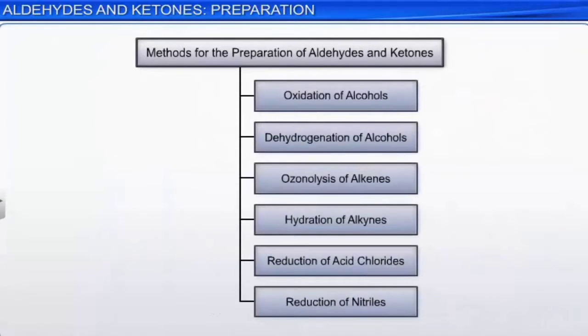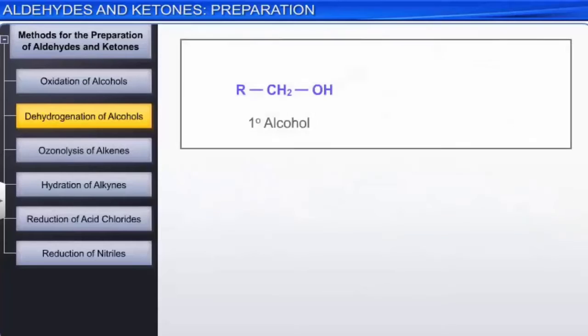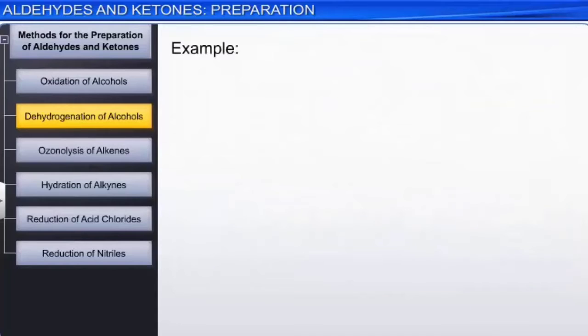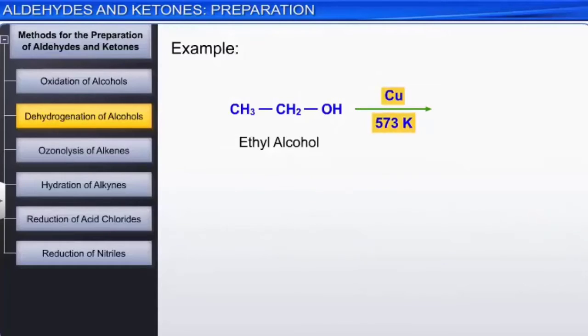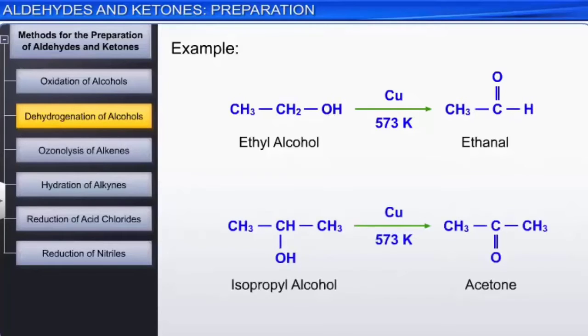Another method of preparing carbonyl compounds from alcohols is by the dehydrogenation of alcohols. This method is suitable for the oxidation of volatile alcohols. It involves passing vapors of an alcohol over metal catalysts like silver or copper. Dehydrogenation of primary alcohols yields aldehydes, while that of secondary alcohols yields ketones. For example, when vapors of ethyl alcohol are passed over heated copper at 573 Kelvin, dehydrogenation takes place and ethanal is formed. However, isopropyl alcohol yields acetone on dehydrogenation.